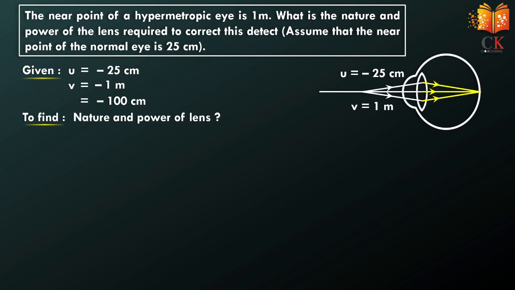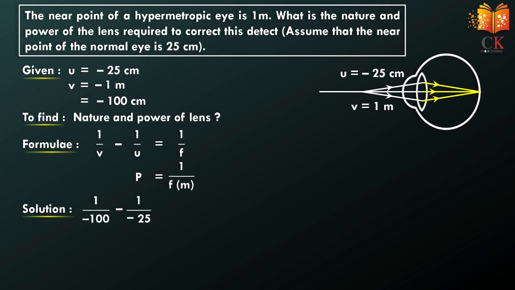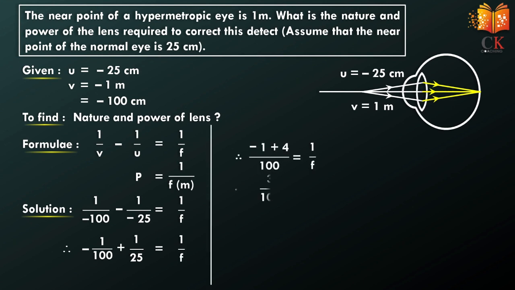So what formula do we require? We need to find first the nature and the power of the lens. The formula required is 1 by v minus 1 by u equals to 1 by f. Power equals to 1 by f. So for the solution, when we put the values: 1 upon minus 100 minus 1 upon minus 25 equals to 1 upon f. If I simplify it taking the LCM, my final answer will be 1 by f equals to 3 by 100. Invert, and f equals to 100 upon 3. It is non-terminating, so we'll correct to 2 decimal places: 33.33, and simply 33.3 centimeter.